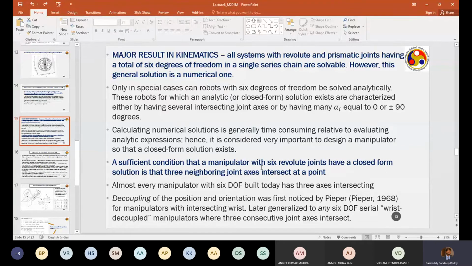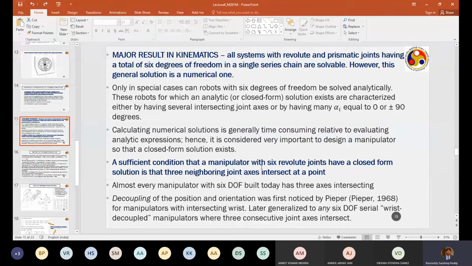Now, only in special cases can robots with 6 degrees of freedom be solved analytically. That is, I'm referring to general solutions of general 6R robots. These are robots for which a closed form solution exists. They are characterized either by having several intersecting joint axes or by having many alpha i equal to 0 or plus or minus 90 degrees.